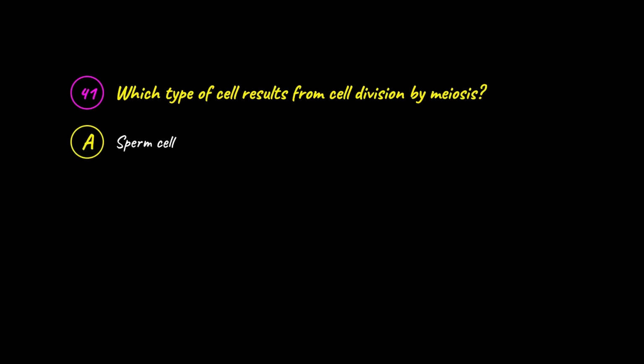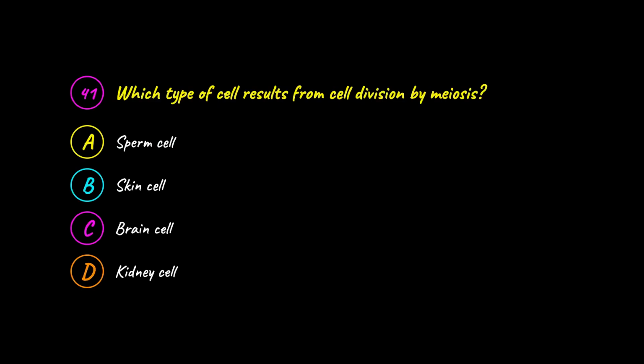Question 41. Which type of cell results from cell division by meiosis? Your options are A. Sperm cell, B. Skin cell, C. Brain cell, D. Kidney cell. Which one is it? Pause the video if you need more time.